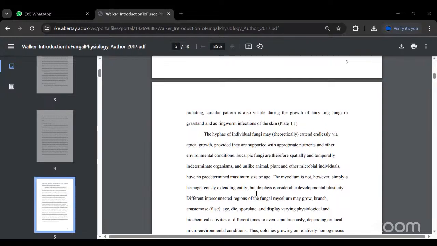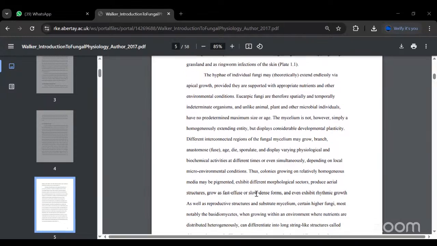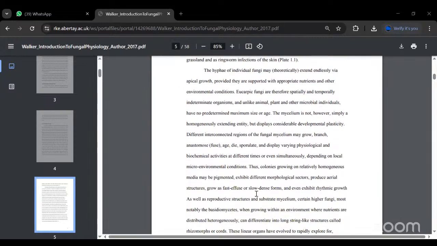Different interconnected regions of the fungal mycelium may grow, branch, anastomose, that is, fuse, age, die, and sporulate, and display varying physiological and biochemical activities at different times or even simultaneously, depending on local microenvironmental conditions.